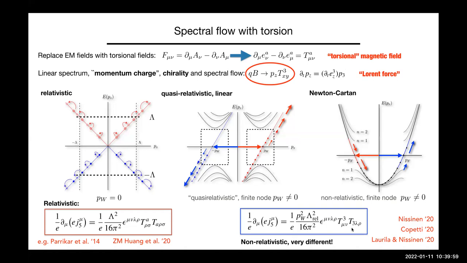So there's a typo probably in the red box, right? One of the T should have a mu nu index and the other one the rho sigma. Oh, right. Yeah, sorry about that. That's just a typo.